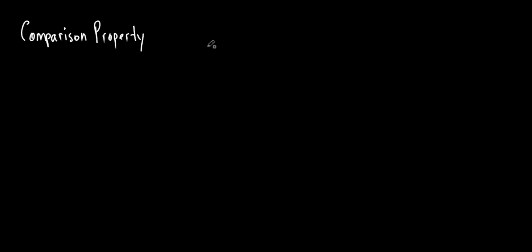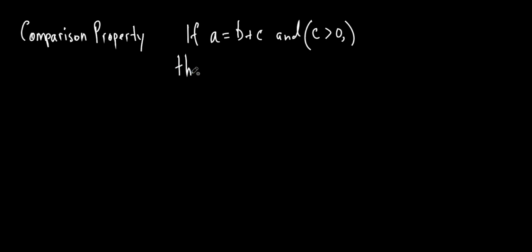So here's what the comparison property says. It says if A equals B plus C. Now, they give you a little bit of guidance on C. In order for this to work, C has to be greater than 0, so C has to be positive. As long as C is positive, then this works. So if A equals B plus C, then, watch this, A must be greater than B.